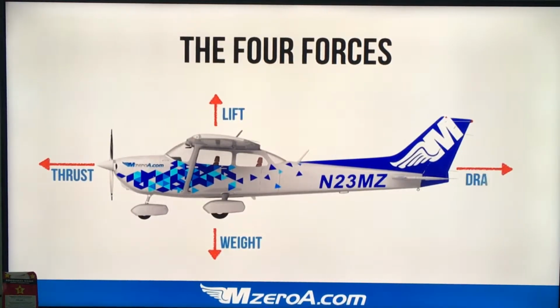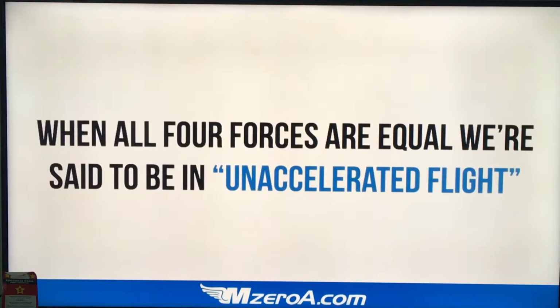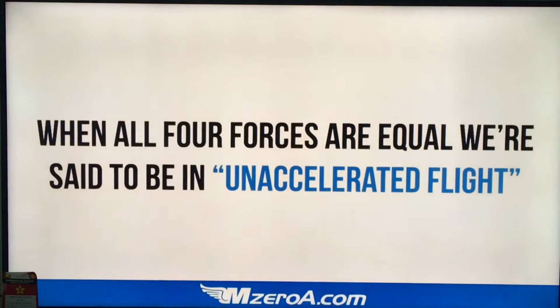have drag. Now it's said when all four forces are acting together and they're equal, we're in what's called unaccelerated flight. That's your buzzword. That's the reason it's highlighted there. Unaccelerated flight. Remember that when all these four forces are equal, we're said to be in unaccelerated flight. And you know that lift works with weight and against it, and thrust works with drag and against it.